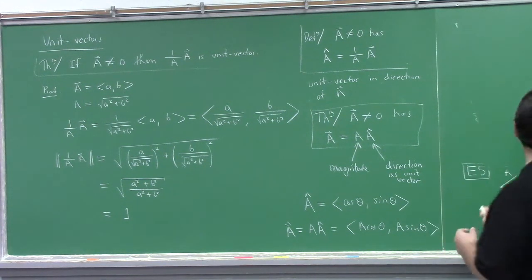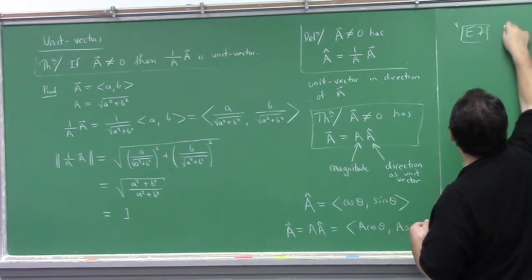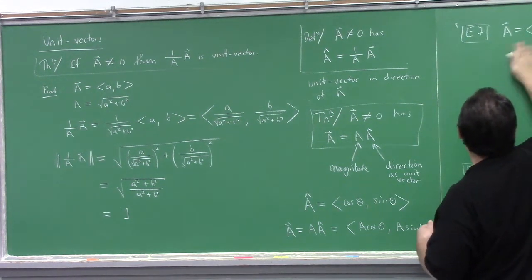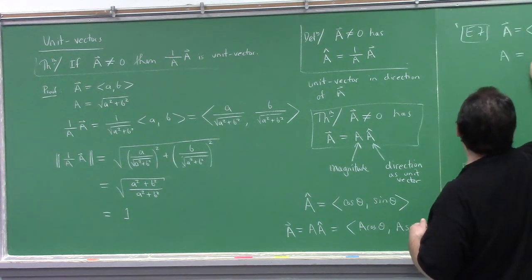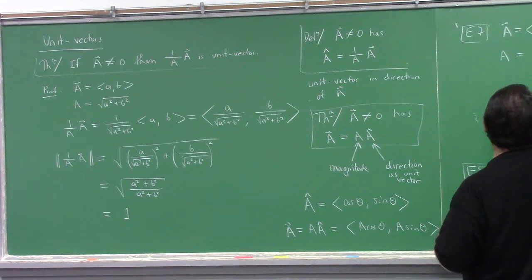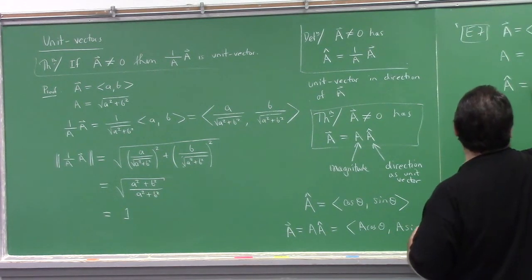One example here. If we have A equal to, say, (3, 4), then the magnitude of A is the square root of 9 plus 16, which is the square root of 25, which is 5. So the unit vector of A is (3/5, 4/5).